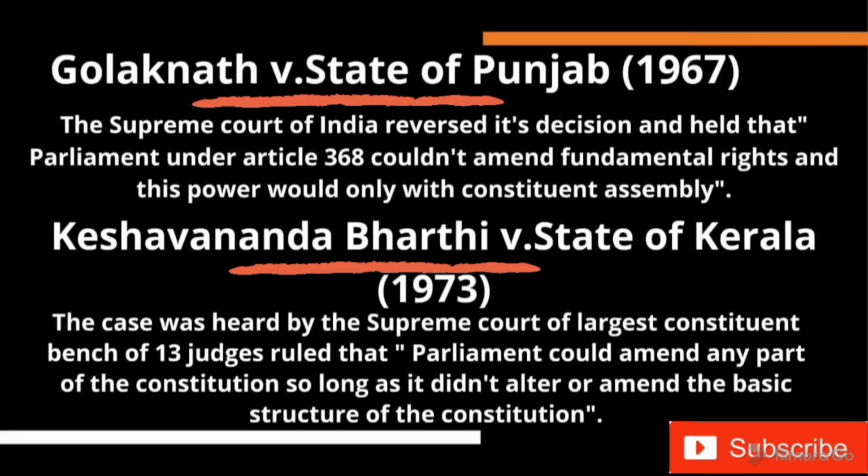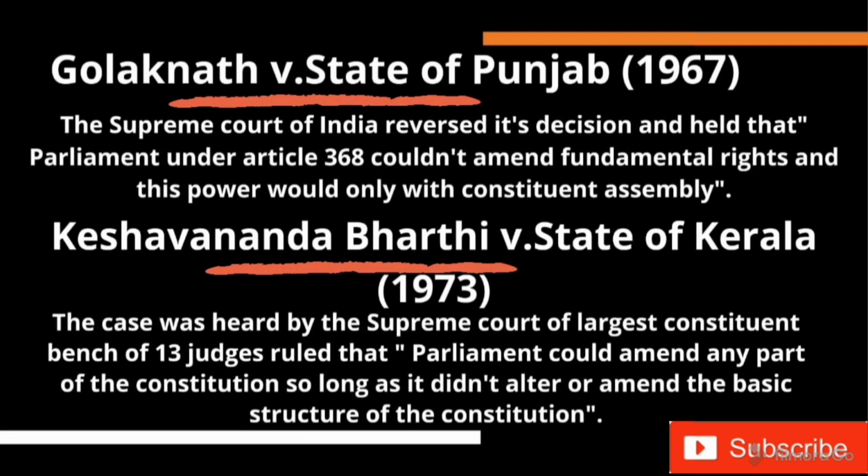Again, in Sajjan Singh versus State of Rajasthan, 1964, Supreme Court upheld the decision of Shankari Prasad judgment, which states under Article 368, Parliament can amend any part of the Constitution. In Gokalnath versus State of Punjab, 1967, Supreme Court revised its decision and held that Parliament under Article 368 could not amend fundamental rights, and this power would only be with Constitutional Assembly.